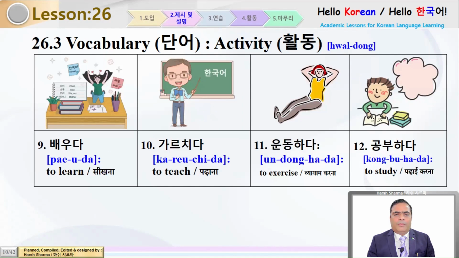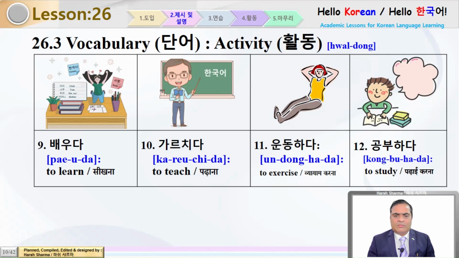Number 9, 배우다. Number 10, 가르치다. Number 11, 운동하다. And number 12 is 공부하다. So 여러분 오늘 약속하세요.